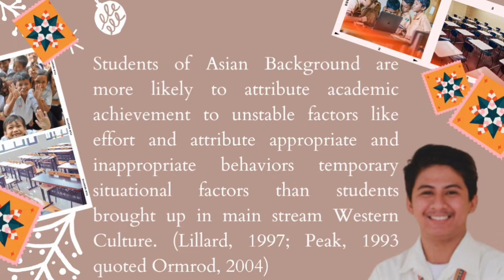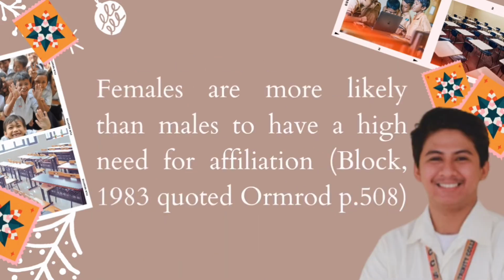Students of Asian background are more likely to attribute academic achievement to unstable factors like effort, and to attribute appropriate and inappropriate behaviors to temporary situational factors, than students brought up in mainstream Western culture. Early academic skills are linked to the home environment, where inadequate literacy involvement and persistent stress have a negative impact on a child's academic success. Parents from low socioeconomic backgrounds are less likely to have the financial resources or the time availability to provide academic support to their children.